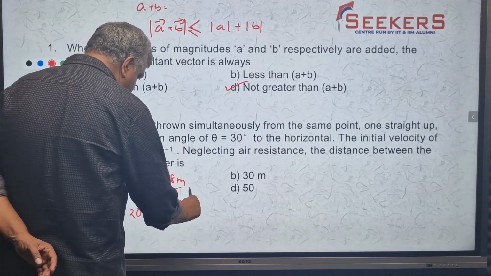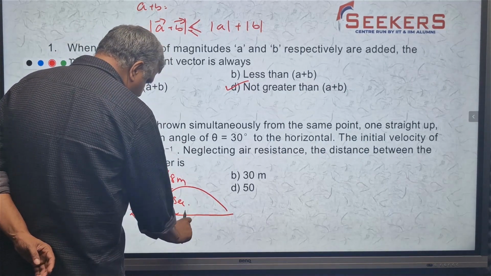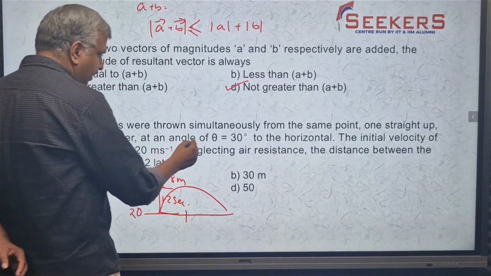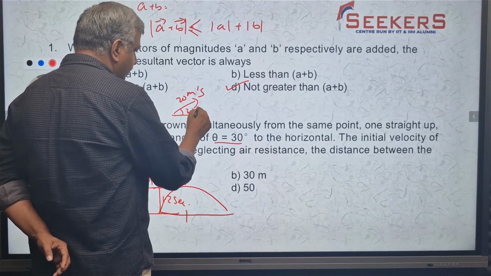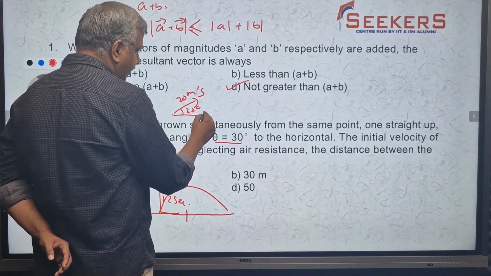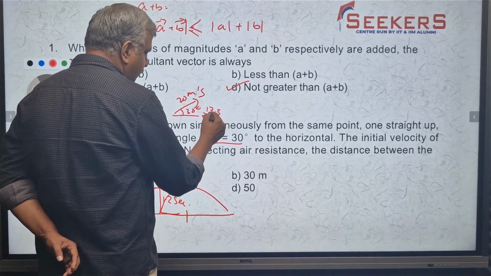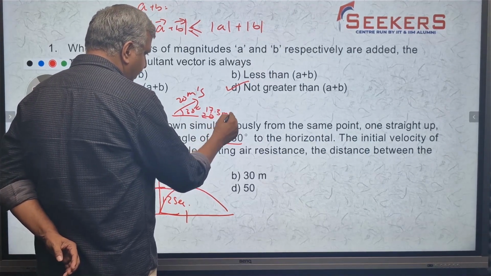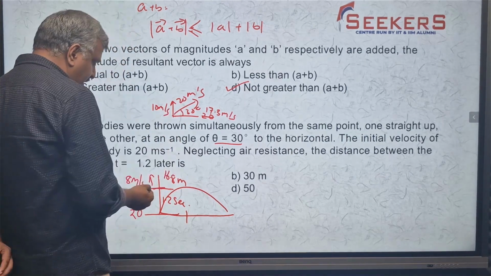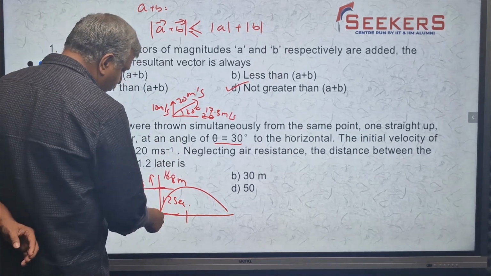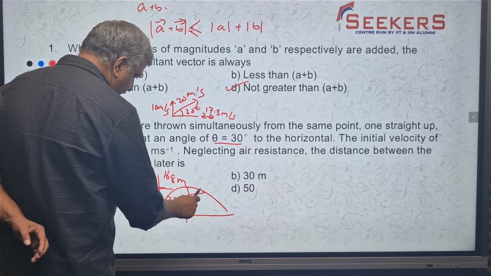The other body is sent this way, it will go this way. The horizontal velocity of that particle, with 20 meters per second inclined at 30 degrees, will be 20 cos theta, so that is 10 into root 3, which is about 17.3 meters per second, and the upward velocity will be 10 meters per second. So after 1.2 seconds, it has already gone to its peak height, and then it has come down by 2 meters.